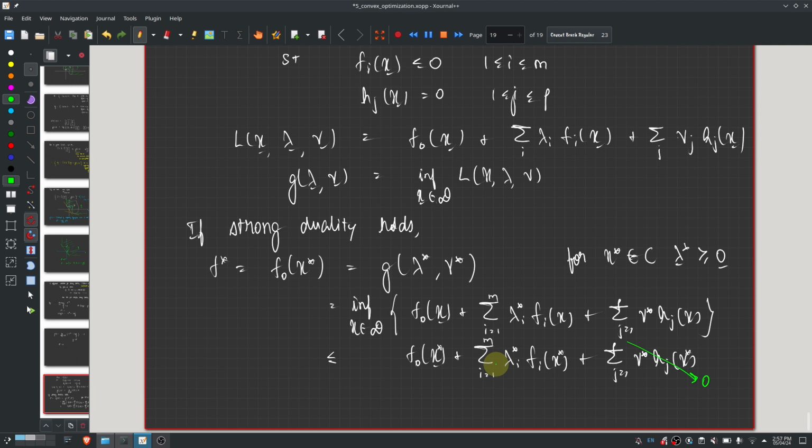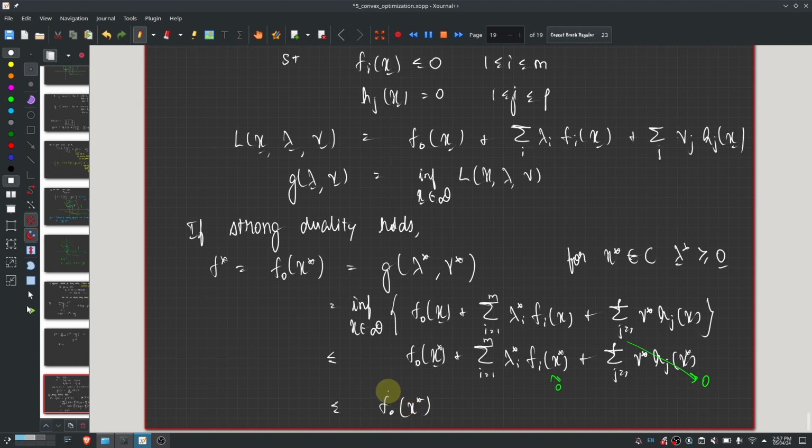They are less than or equal to 0, right? Because each fi of x is less than or equal to 0, and lambda I star should be greater than or equal to 0. So each of these is less than or equal to 0. So this overall quantity is less than or equal to f0 of x star, right? The only assumption that we have made so far is that strong duality holds, nothing else, right? So if strong duality holds, then this is less than or equal to the right hand side.